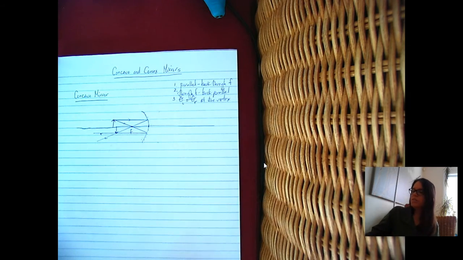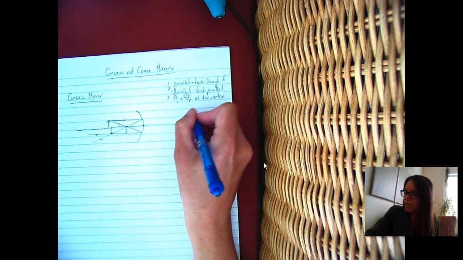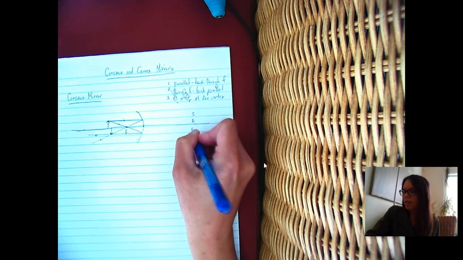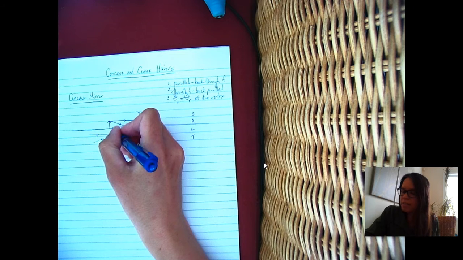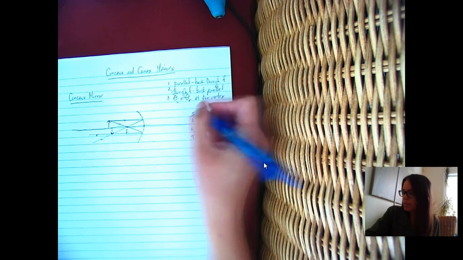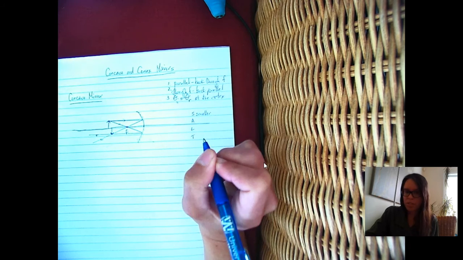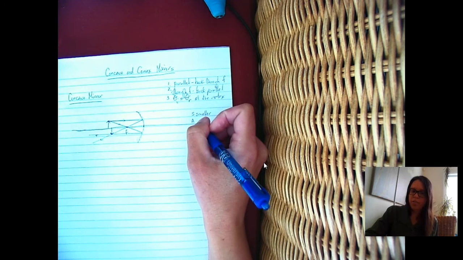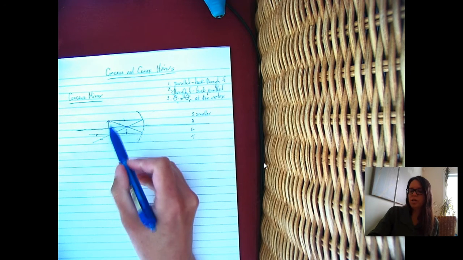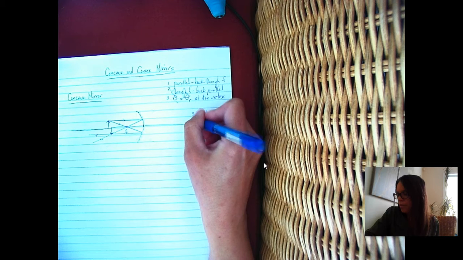So let's describe the image here using SALT. So I'm going to do over here SALT. The 4 properties of this image. So first of all, it's smaller than the original object. So I'm going to write here that it's smaller. I could measure it if I wanted to. The attitude is whether it's upright or inverted. So it's in the same position as the object or upside down. It's upside down, so we call that inverted.